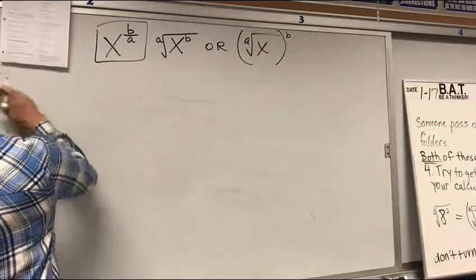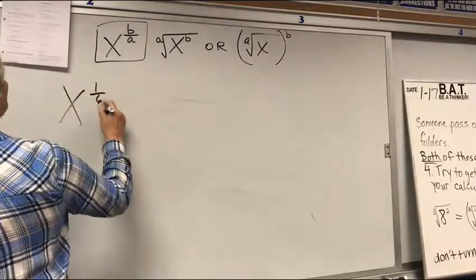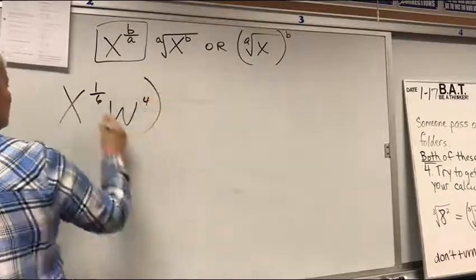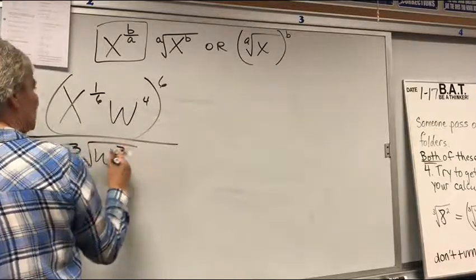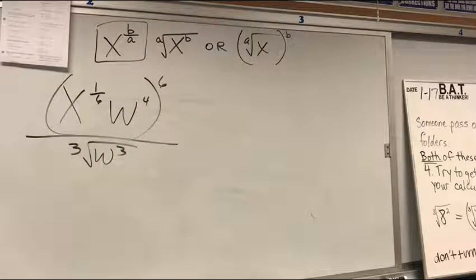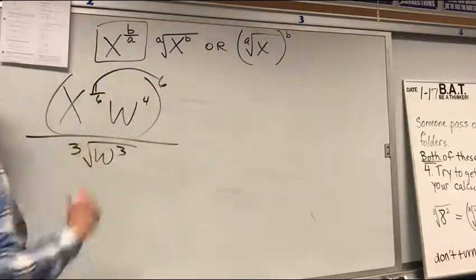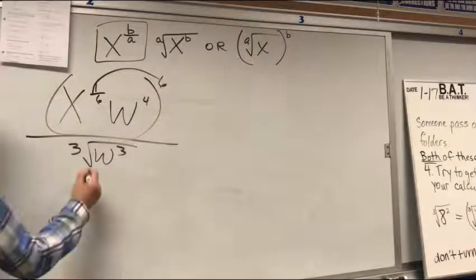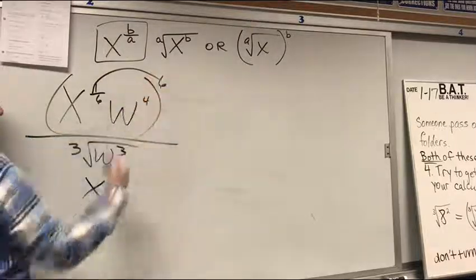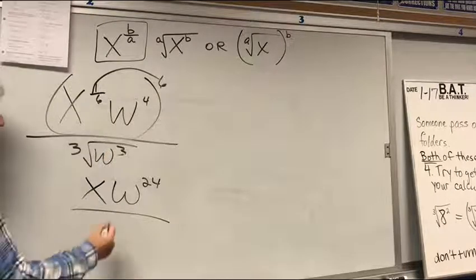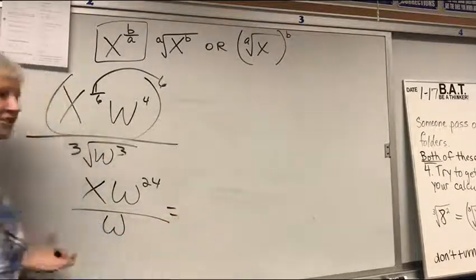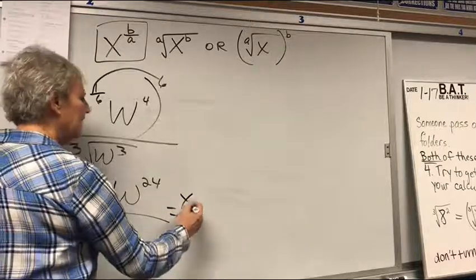Okay, let's get really crazy. X to the 1/6 power, W to the 4th, all to the 6th power, divided by the cube root of W to the 3rd power. What should I do, Anise? You could knock out the 1/6. Right. 1/6 times 6 is 1. What's 4 times 6? 24. What's the cube root of W cubed? Now you have one more step. Simplify: x to the 1, w to the 23.